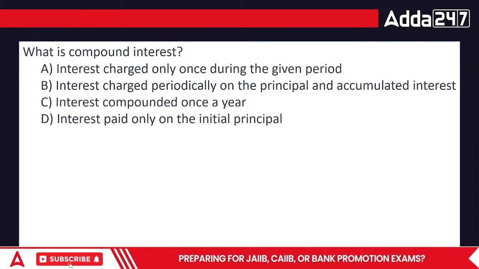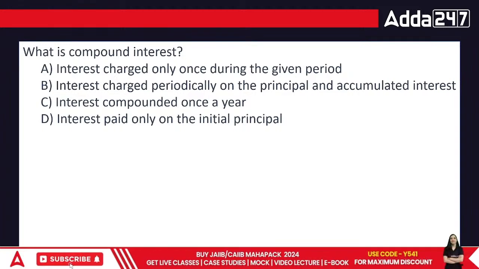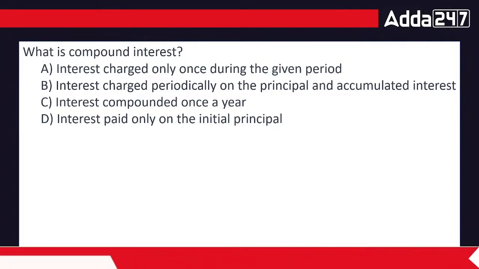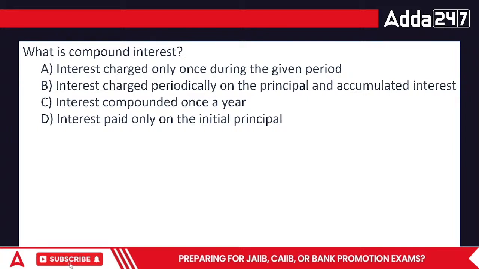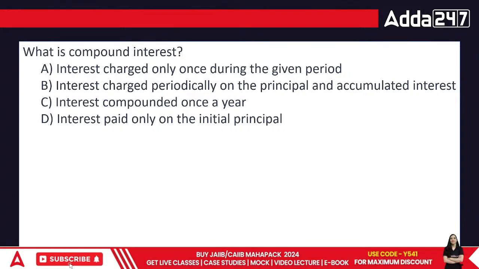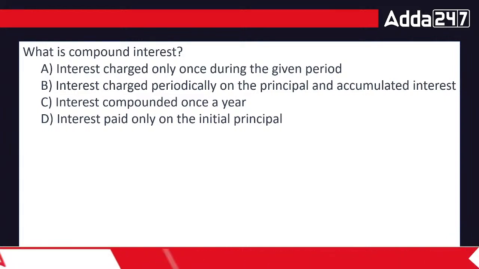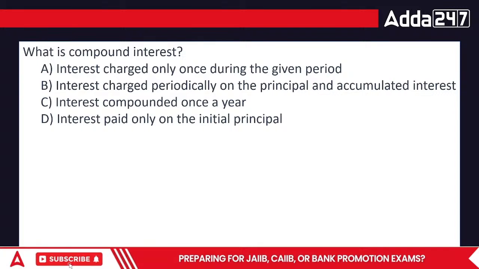Compound interest is basically when you are getting interest on interest. So that means interest paid on principal, initial principal. D is definitely not the point. Interest compounded once a year, not really. In compounding we have interest compounded quarterly as well, so there is no point that we can say this is just yearly. It doesn't happen that way.